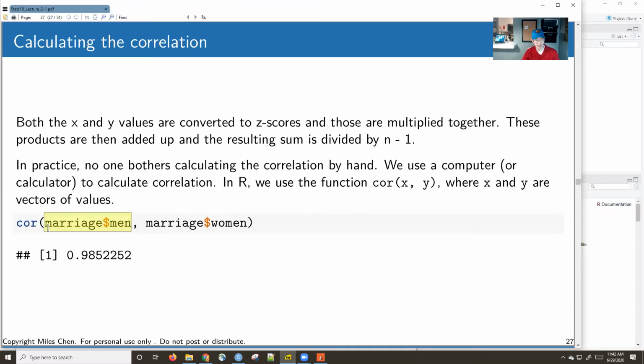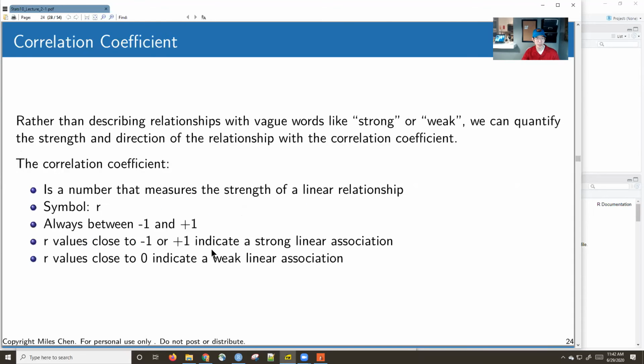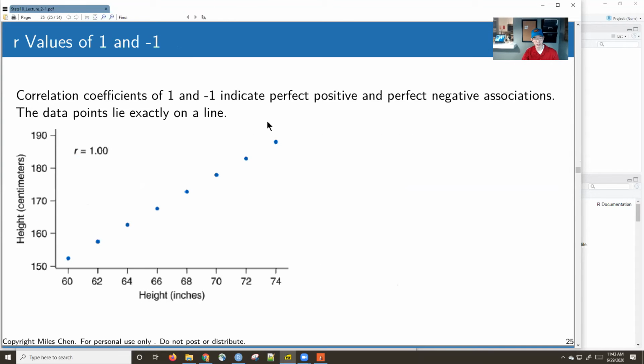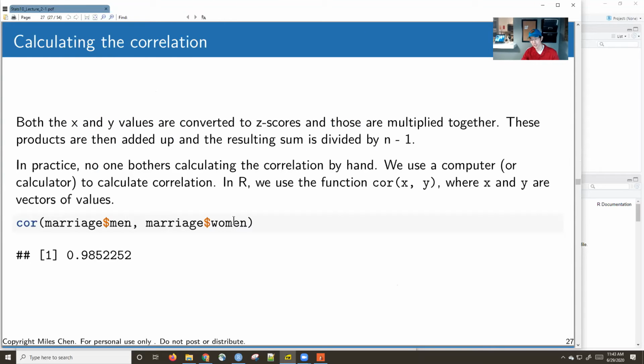Here I'm taking the column of men's average age of first marriage and the column of women's average age of first marriage, and I'm asking what's the correlation between these two, and we get 0.985, which is very high. It's very close to 1. It's not a perfect straight line, so it's not 1, but it's pretty close to a straight line. All you do is type in correlation, and you give it the name of your x vector and the name of your y vector.